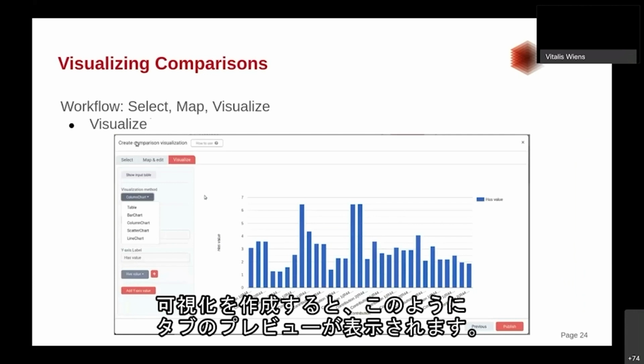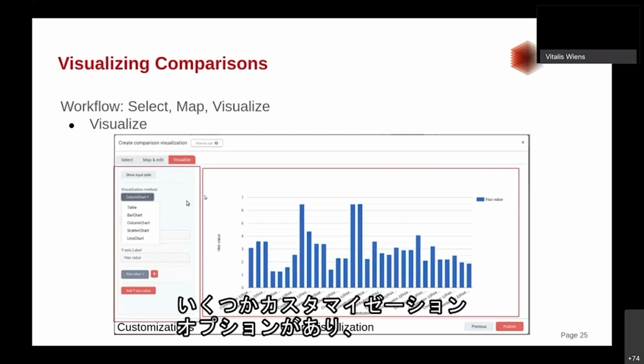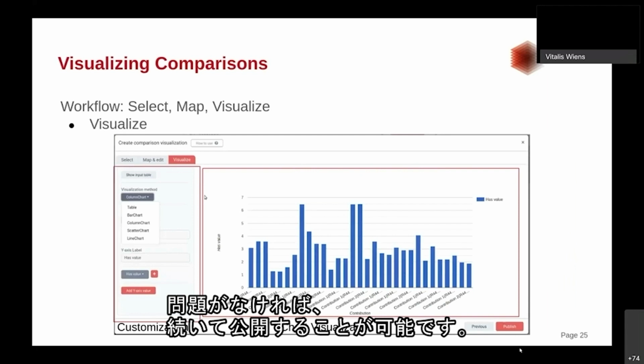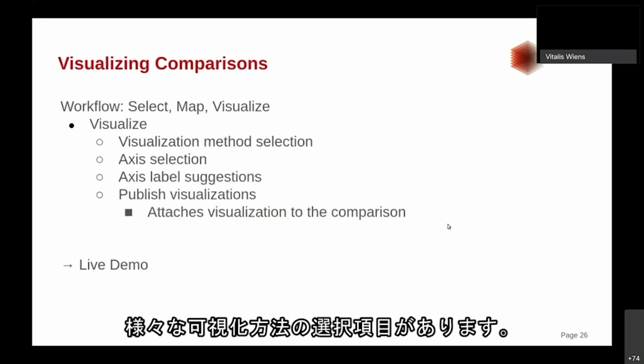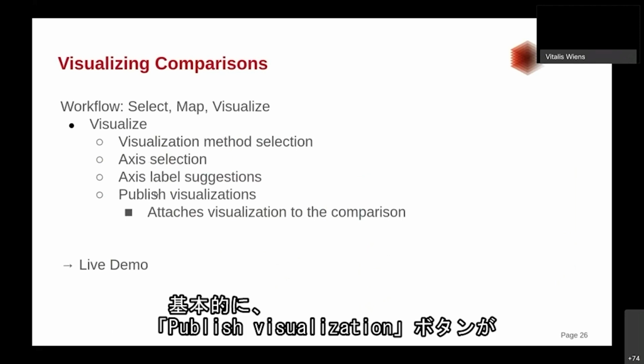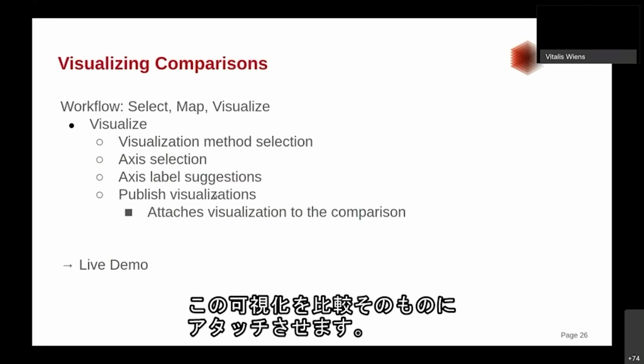When we create a visualization, this is a preview of the tab where we will have some customization options, and then the preview of the chart visualization. When we are satisfied with our visualization, we can then publish it. So we have different visualization method selections, axis selections, and we can also have axis label suggestions. The publish visualization button attaches this visualization to the comparison itself.